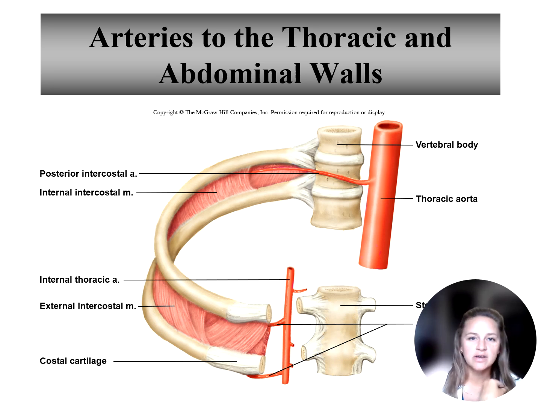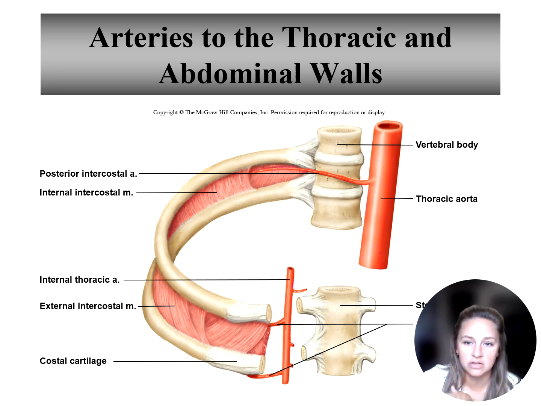This is showing the arteries to the thoracic and abdominal walls. So we have the thoracic aorta, and then here you can see the vertebrae, and it goes in here. We have posterior, interior, external, internal. Really, once you know the prefixes and suffixes that tell you the direction and the orientation to these different structures, it's all just how everything is oriented.